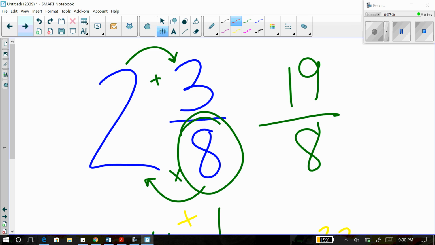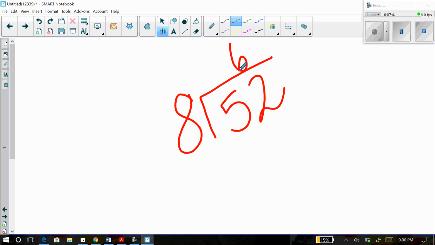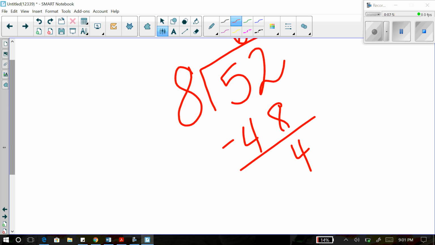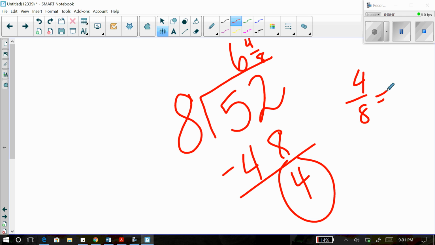So let's do 52/8. That means we divide 8 into 52. So 8 can go into 52 6 times. 6 times 8 is 48. When you subtract them, you get a remainder of 4. Now 8 can't go into 4, so we leave it as 4/8. You take what's left over and write it by the number on the outside. And 4/8, if you want to simplify, can be written as 1/2. So 6 1/2.